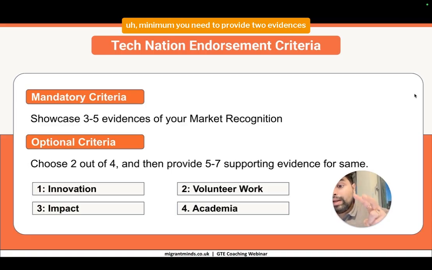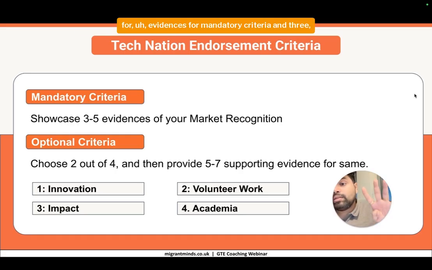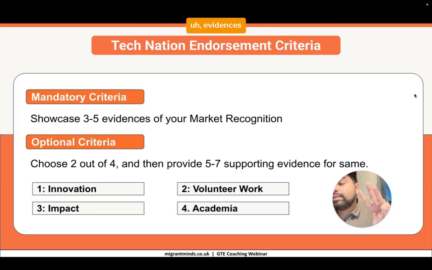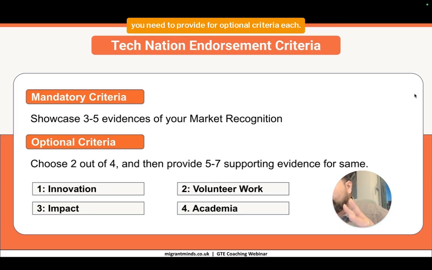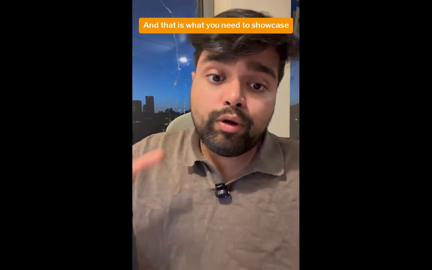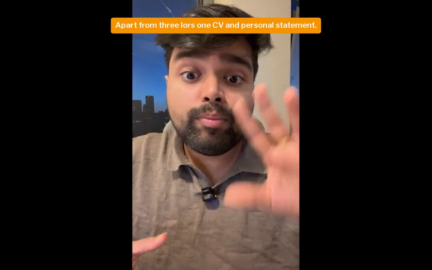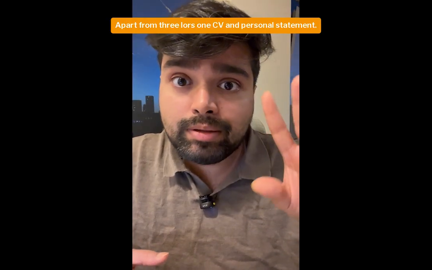Minimum you need to provide 2 pieces of evidence for each optional criterion, and minimum 3 pieces of evidence for mandatory criteria. So that is how it needs to be built. I suggest ideally you provide 4 pieces of evidence for mandatory criteria and 3 pieces of evidence for each optional criterion. So that becomes your portfolio, and that is what you need to showcase as a part of your global talent endorsement, apart from 3 LORs, 1 CV and a personal statement.